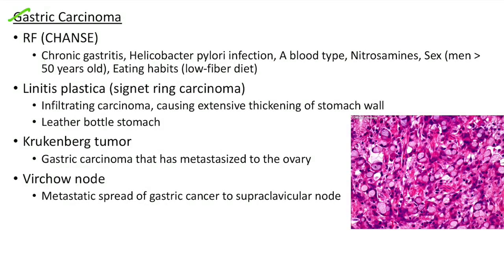Now let us see about gastric carcinoma. A mnemonic to remember the risk factors is CHANCE, that is chronic gastritis, Helicobacter pylori infection, A blood type, nitrosamines, 6. That is, men greater than 50 years of age are at higher risk for developing gastric carcinoma, and eating habits like low fiber diet.